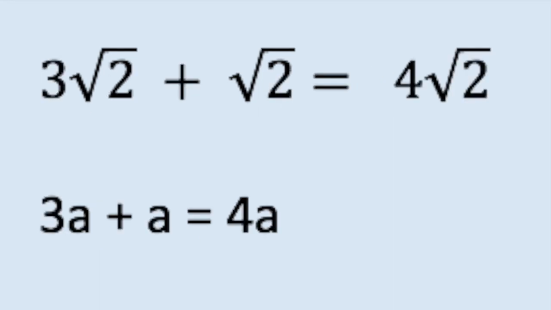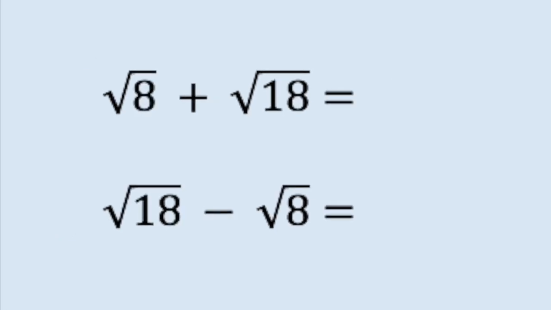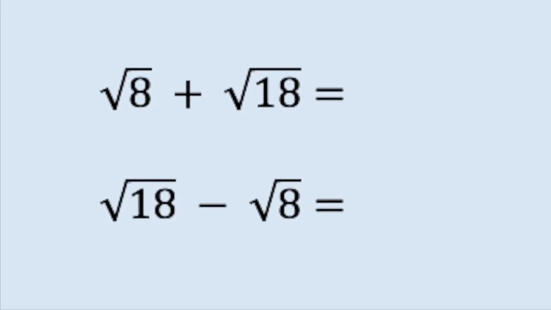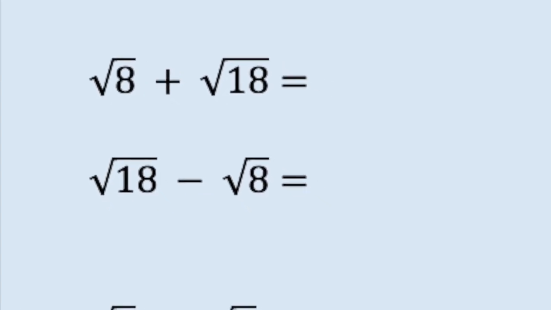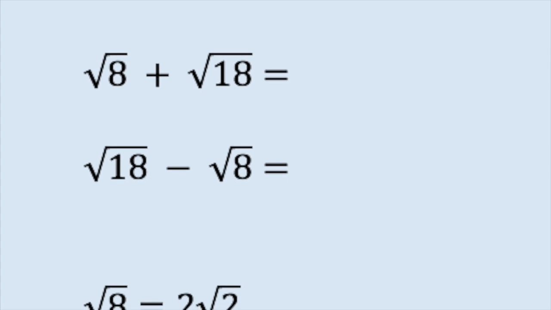3 square root of 2 plus square root of 2 works, because here it's like adding apples and apples. 3 apples plus 1 apple makes 4 apples. 3 square root of 2 plus another square root of 2 makes 4 square root of 2. But what about the square root of 8 plus the square root of 18? Or the square root of 18 take away the square root of 8?